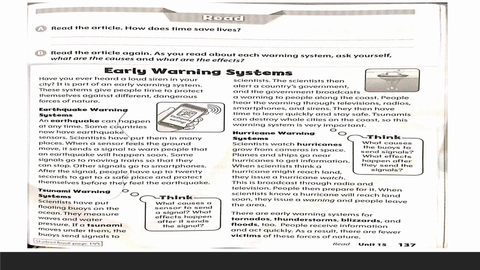Okay, students, I hope you have understood this whole comprehension passage of your workbooks. Now, students, what is the first exercise here on the same page, page 137 in your workbook? It says, read the article, how does time save lives? Now, this is what you have to tell. When things are informed on time, they can save people's lives. So everything that is alarmed or warned on time, before the happening of any great destruction, things can be different, they can be better, and people can save their lives.